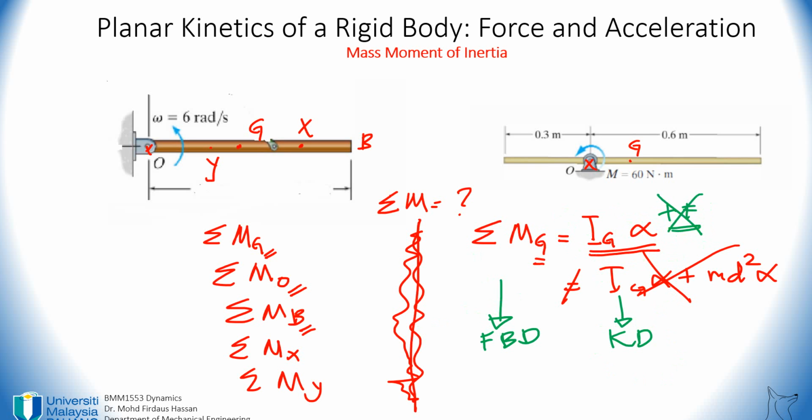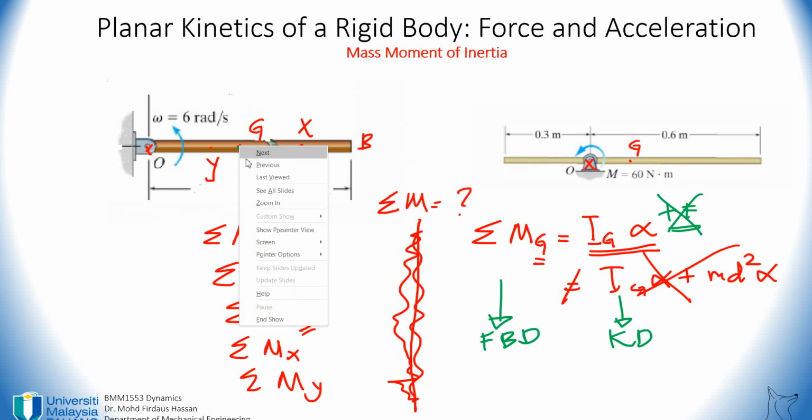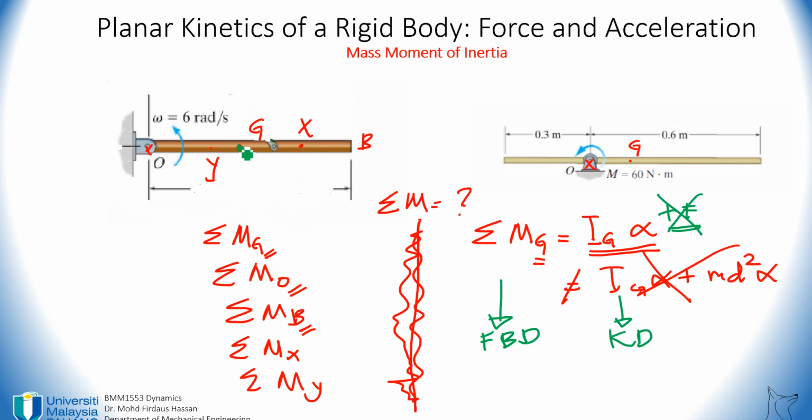Okay, let's see. What is Ig? Ig is the mass moment of inertia for the rigid body when it rotates at G, by referring to point G. It means that, let's say this is point G, you calculate the moment by assuming point G is fixed. You assume that point G is fixed.